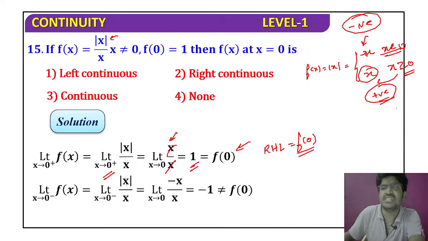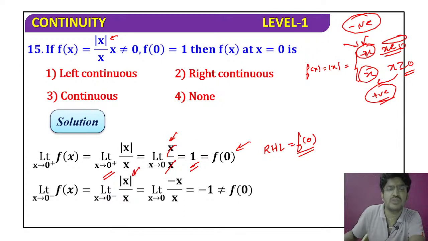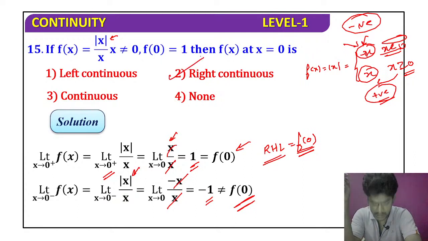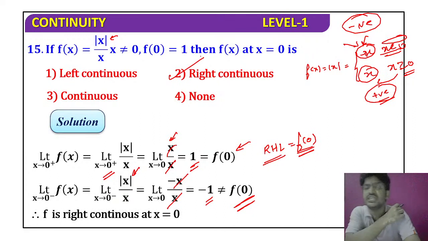In the same way for LHL, on the negative side mod x will become minus x. x will get cancelled and it will be minus 1. So it is not equal to f of 0. RHL is equal to f of 0, LHL is not equal to f of 0. That means it is going to be right continuous.